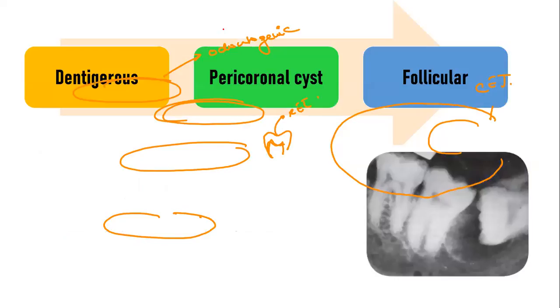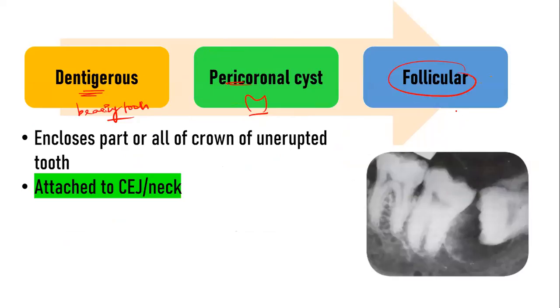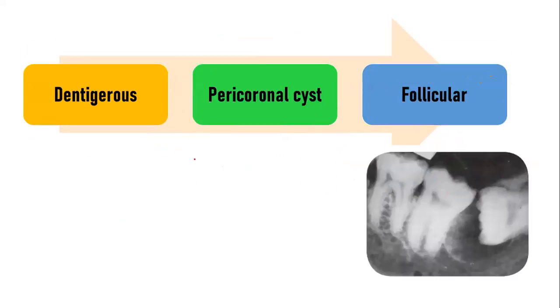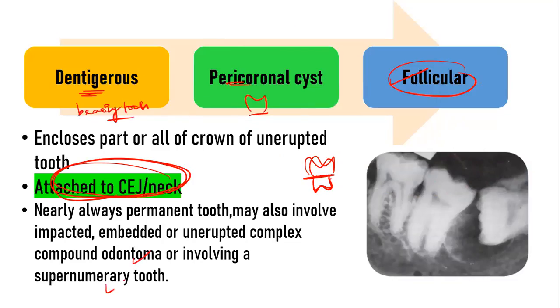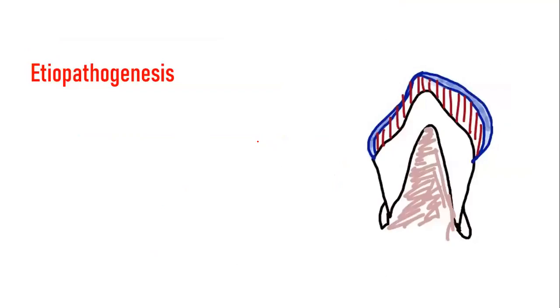It is called the dentigerous cyst because dentigerous means bearing a tooth. It is called pericoronal because it surrounds the crown of the tooth, and follicular because it is associated with an expanded dental follicle. It is always attached to the cemento-enamel junction. So here you have the enamel, cemento-enamel junction. It might also be associated with an odontoma or supernumerary tooth. It is the most common developmental odontogenic cyst.